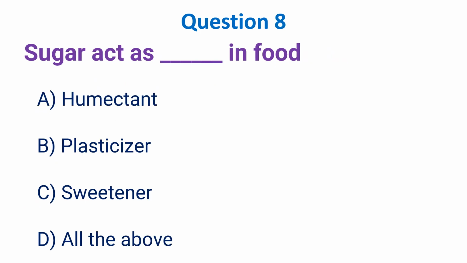Question number 8. Sugar acts as dash in food. Options are option A humectant, option B plasticizer, option C sweetener, option D all of the above. And the correct answer is option C sweetener. Sugar is also called sucrose, which is made up of two monomer units, glucose and fructose. Sweeteners are the substances that give sweetness to a food product, and sucrose or sugar also gives the bonding effect or the bulkiness to the food product. It also gives sweetness, as well as it incorporates moisture to the food product.